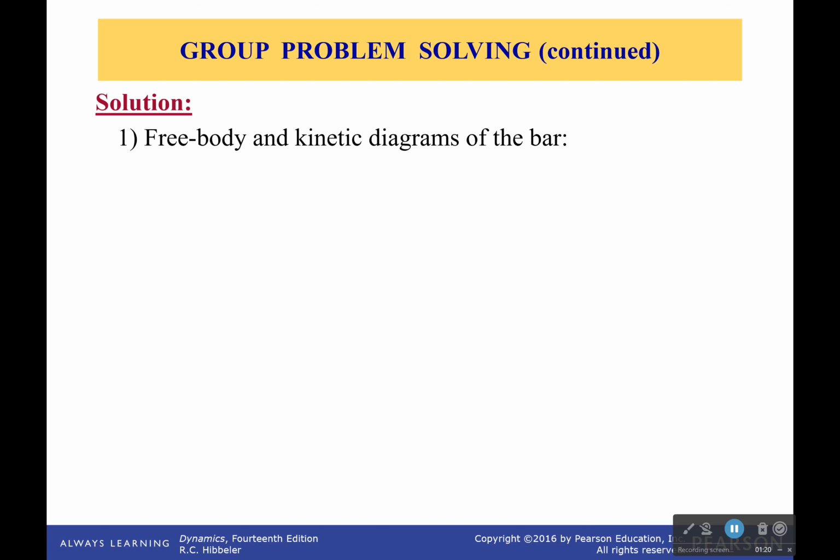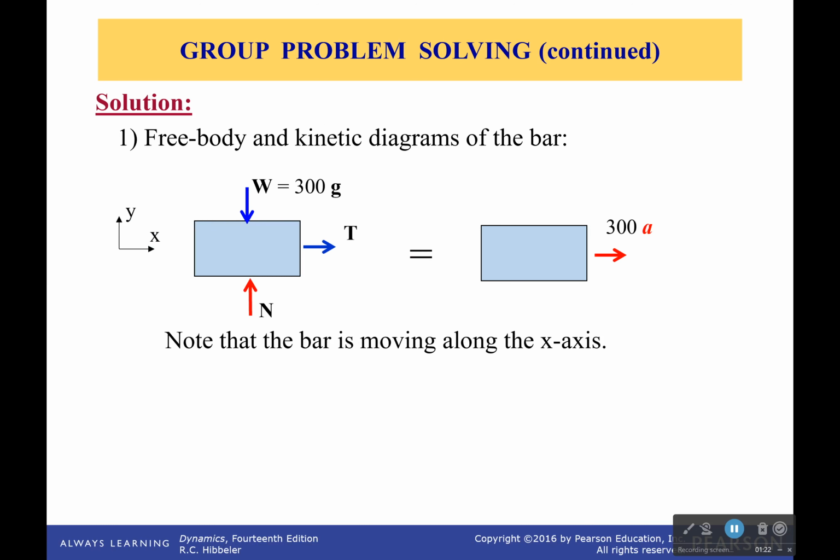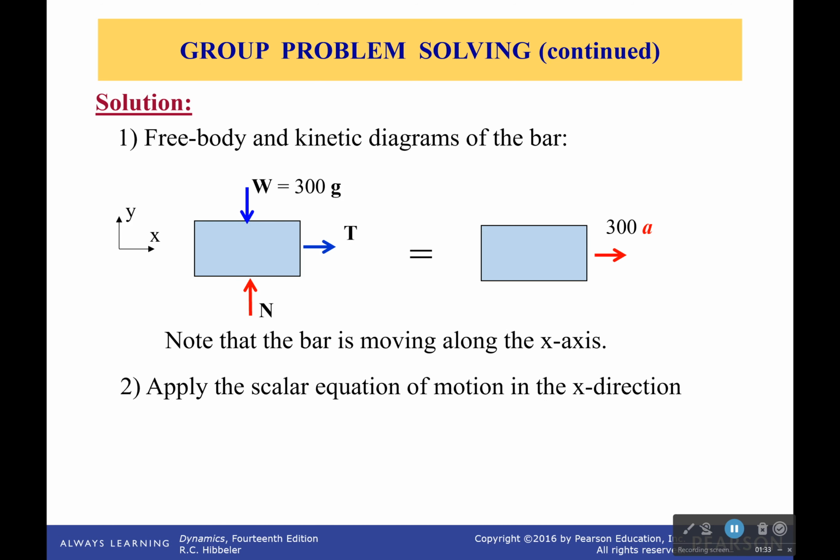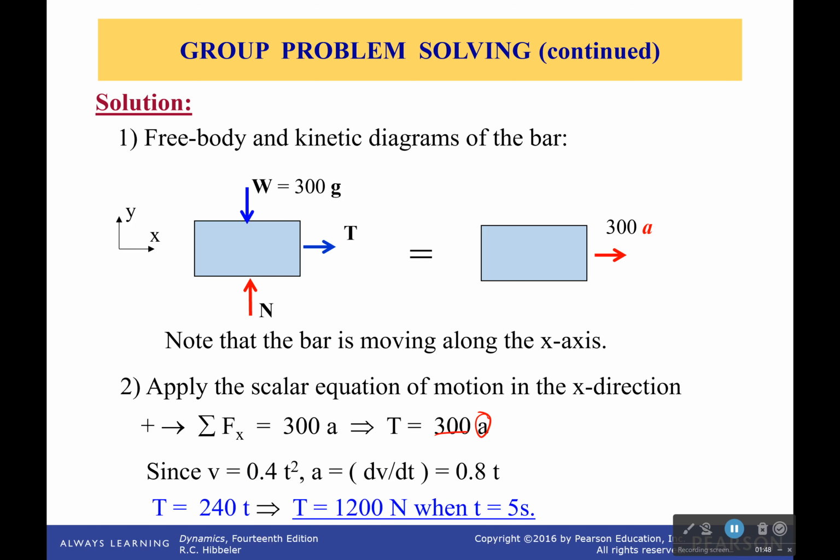Okay, first thing, as always, a free body and kinetic diagram. We know it's accelerating to the right. We also know there's a tension pulling on it, a normal force pushing up, and a weight pushing down. And we're just assuming that friction is 0 because it's on rollers. It's pretty close. It's going to be negligible. Now we're going to apply our scalar equations of motion in the x direction. So we know our tension is going to be equal to 300 times the acceleration, 300 being the mass in kilograms. Now we don't know what the acceleration is yet.